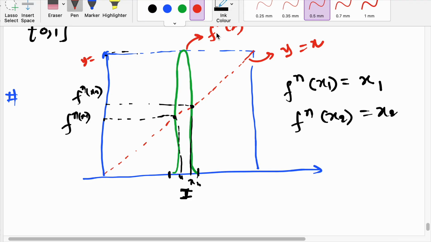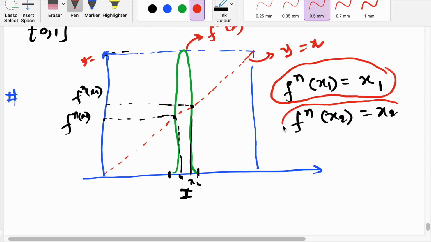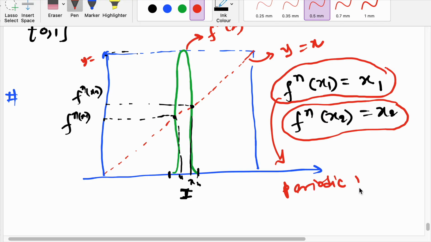And what does it mean? After the nth iteration I will get back x1 again, so it is an nth period orbit point. And after the nth iteration of x2 I will again get back x2. In between I will get many other points, but after the nth iteration I will get back x2. So that means it's also a periodic point whose period is n. This is a periodic point of period n, and this is also a periodic point of period n.